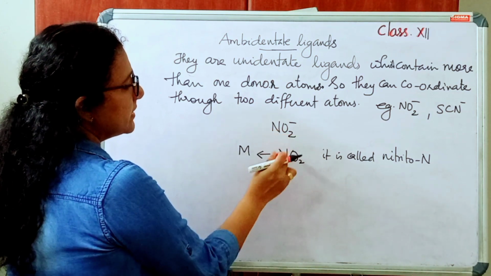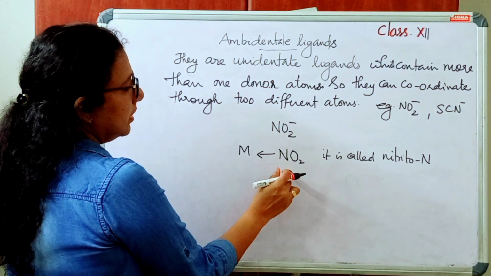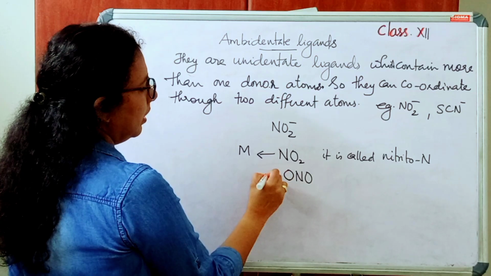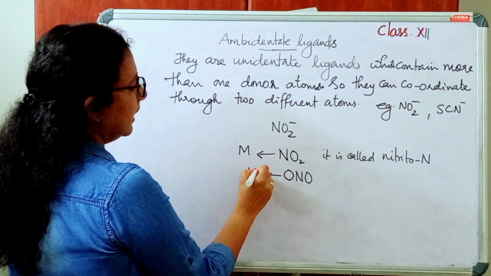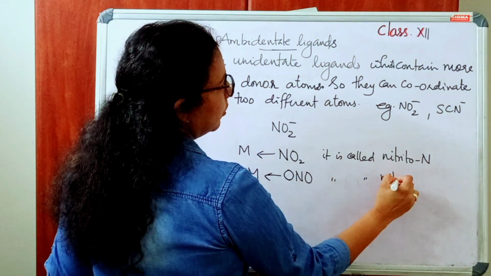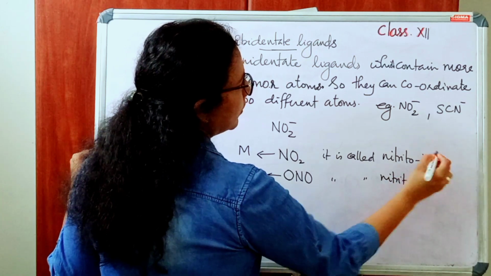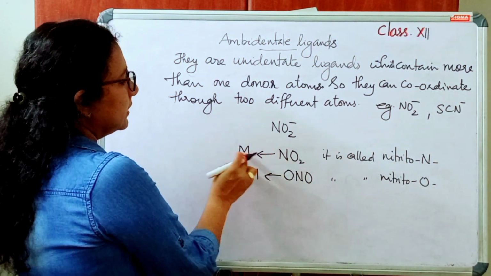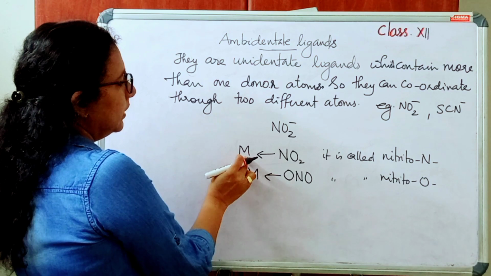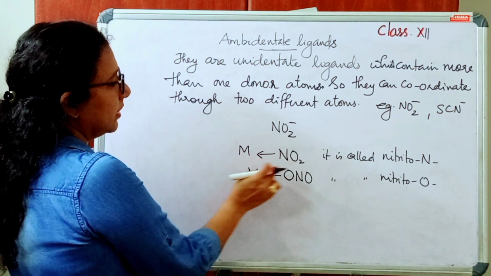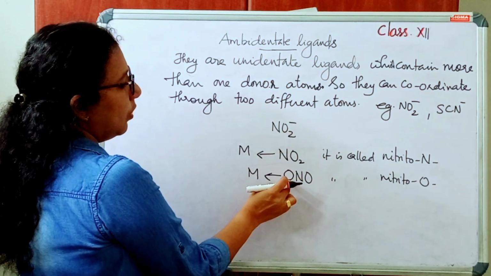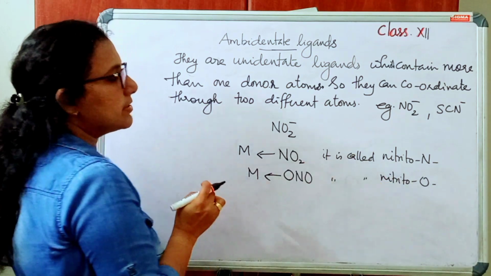So the ligand itself has two donor atoms. If it coordinates through oxygen, it is written as ONO, and oxygen is donating electrons to the metal, and it is called nitrito O. So if the ligand NO2 coordinates through nitrogen, it is called nitrito N, or if the ligand coordinates through oxygen, it is called nitrito O.